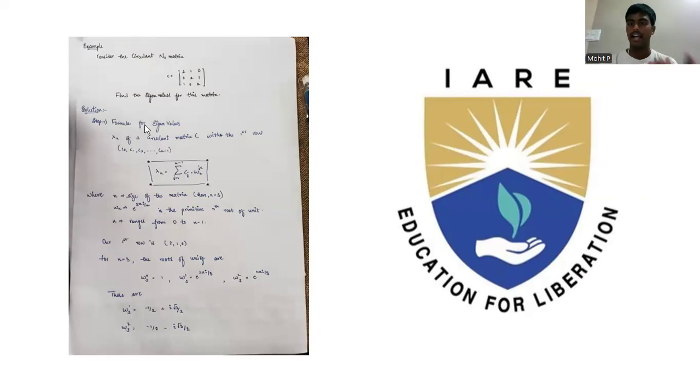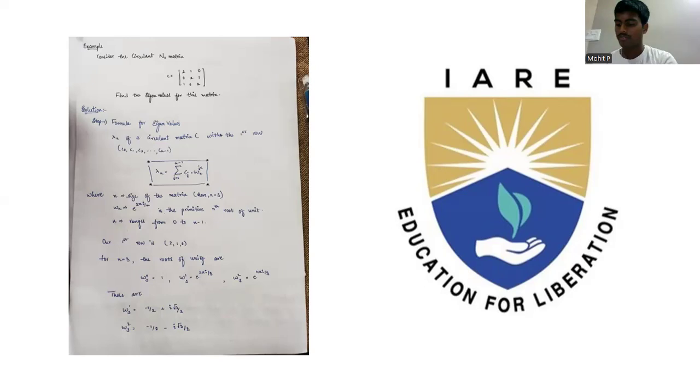Step 1 is the formula for the eigenvalues. We have eigenvalues for a circulant matrix C with the first row c0, c1, c2, and so on till cn-1. Lambda k is the summation from j equals 0 to n minus 1 of cj times omega n to the power jk, where n is the order or size of the matrix. Here n was 3. It's a 3 by 3 matrix, as we can see from the question. Omega is e to the power of 2 pi i by n, the primitive nth root of unity, and k ranges from 0 to n minus 1.